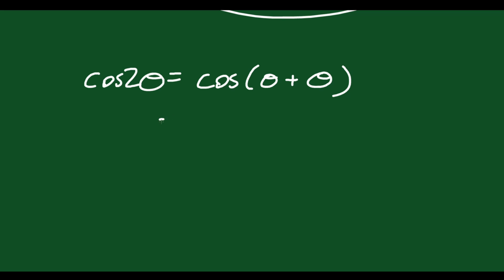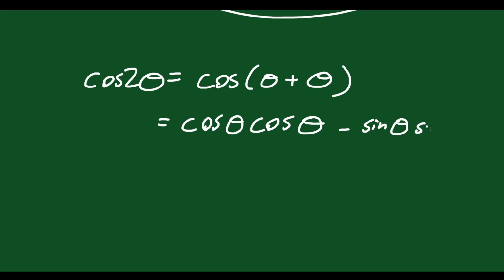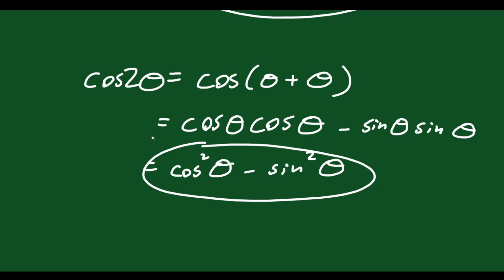Now, for cosine, it's a little bit different, right? Because cos of 2 theta, you'd say that's equal to cos of theta plus theta, which is going to equal cos theta cos theta minus sine theta sine theta, and that equals cos squared theta minus sine squared theta. So that's one of them, right? That's one of your definitions for that.